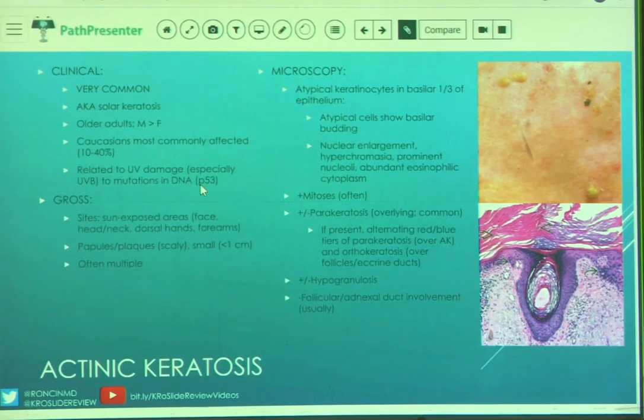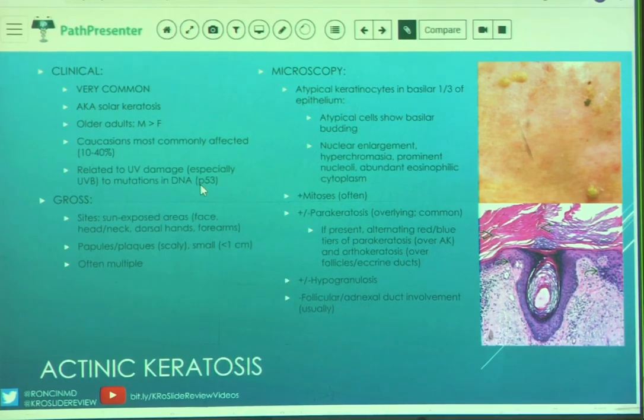It's related to UV damage, particularly UVB, and this induces mutations in your DNA, particularly P53, okay? So sun exposed areas like we were talking about, and the lesions tend to be either papular or plaques. They can be scaly, and they're usually pretty small, usually less than 1 centimeter in size. And often there are multiple. And why? Because the areas that tend to be sun exposed tend to be relatively large, and they may be on multiple areas of the body at the same time.